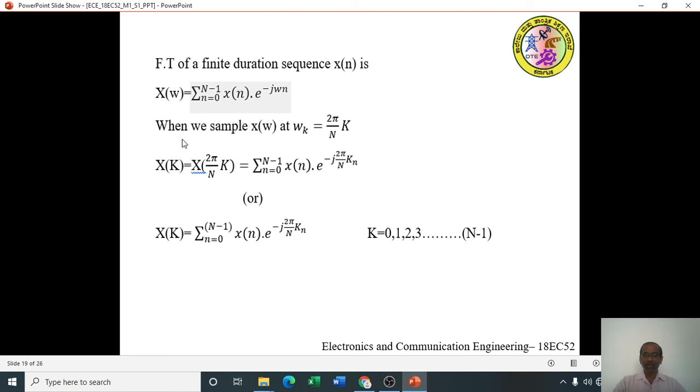And this complete formula can be approximated as X of k is equal to summation n varying from 0 to N minus 1, x of n into e power minus j 2 pi by N into kn. And this formula is called the discrete Fourier transform formula. X of k, k represents the discrete frequency index.